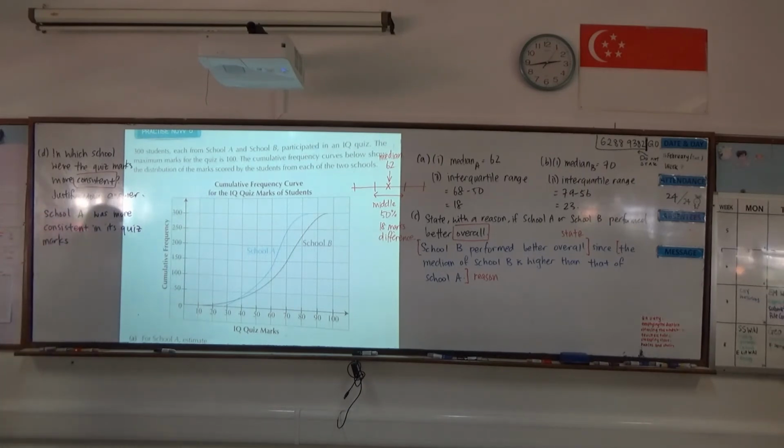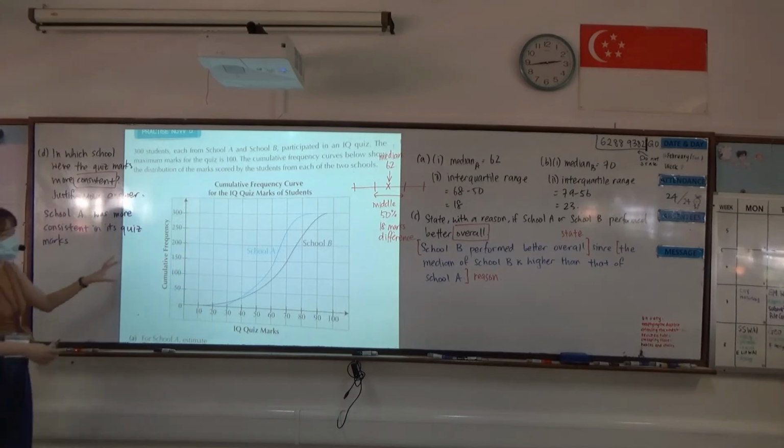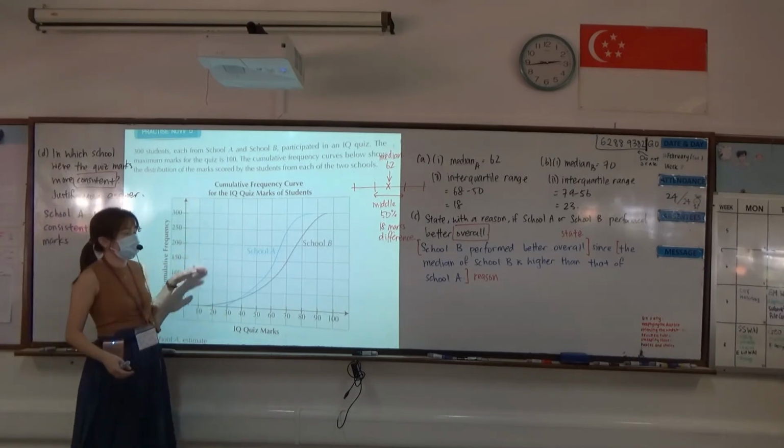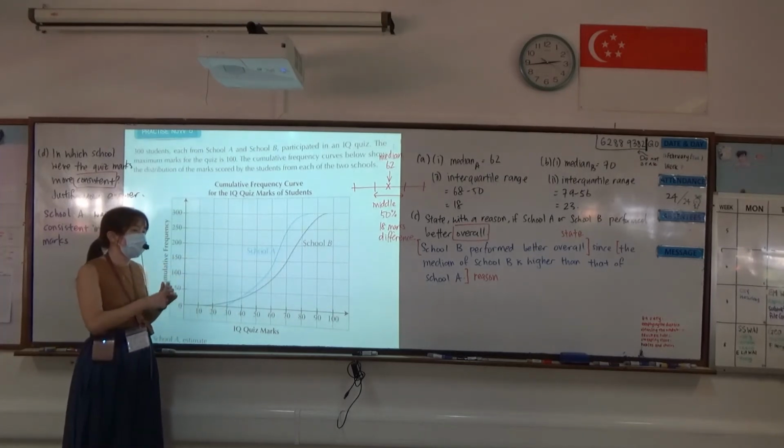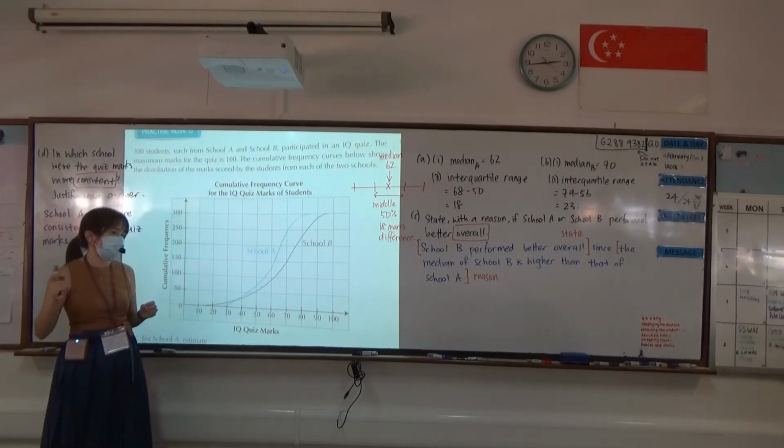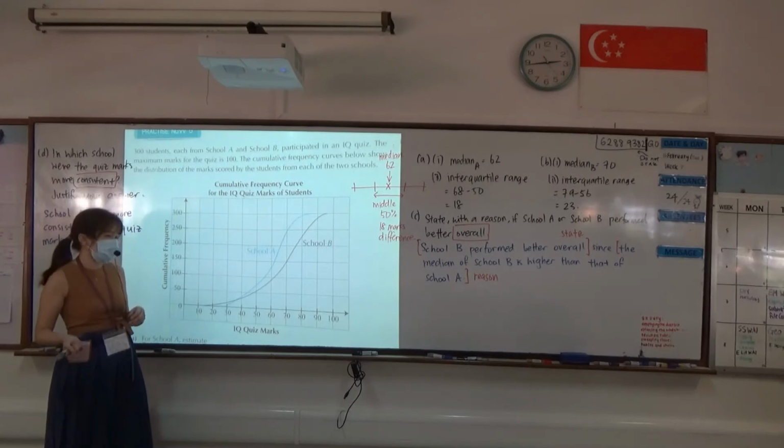Why can't we use the range? Like I mentioned, the range itself is very easily affected by extreme values. In this case, that's actually a very good question. When we have a cumulative frequency curve, we do not know the exact data of every single pupil. It's all based on an estimation only.